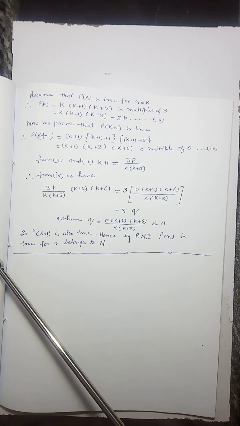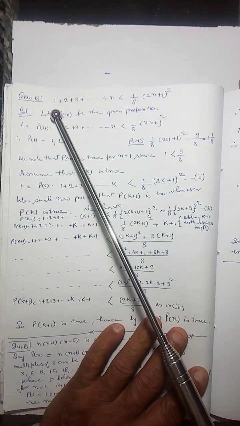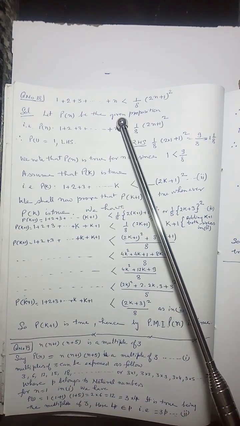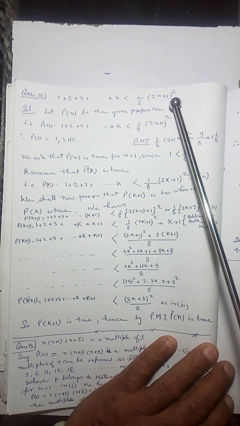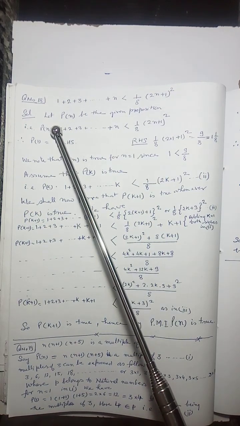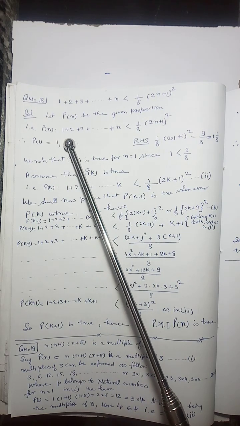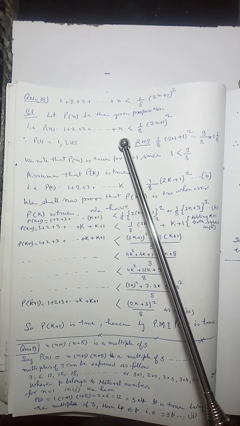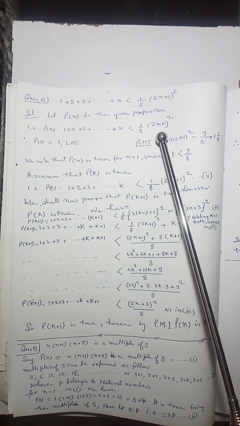Now come to question number 18. You see 1 plus 2 plus 3 plus up to n is less than 1 upon 8 2n plus 1 raised to power 2. Let Pn be the given proposition. So the Pn is equal to 1 plus 2 plus 3 plus dash dash plus n is less than 1 upon 8 inside the bracket 2n plus 1 whole square.